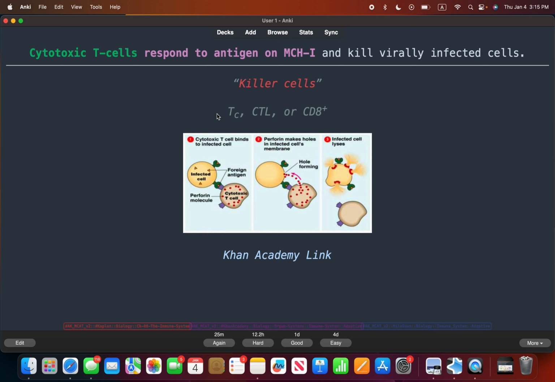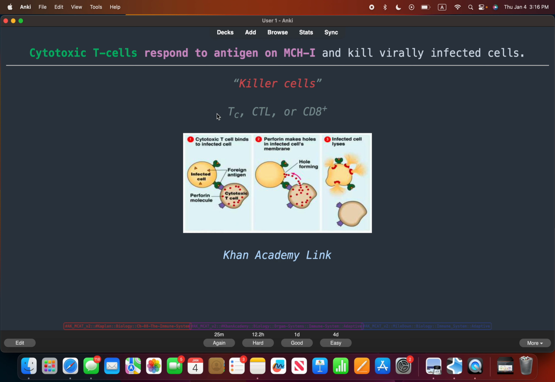They're like the Navy SEAL team that killed Osama bin Laden. I don't know why I said that, but this is me saying that. Osama, you're a virally infected cell, and we're gonna kill you because we are CD8 plus.